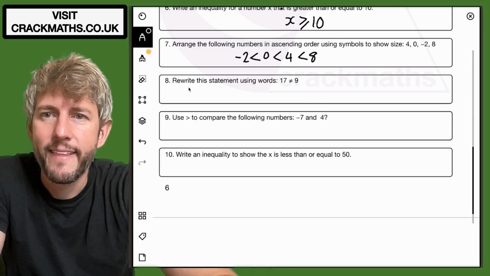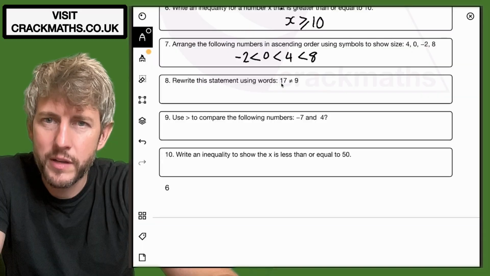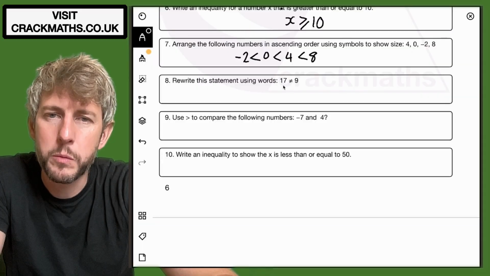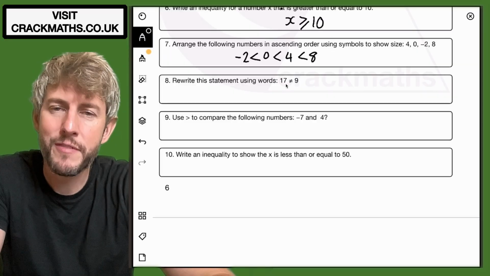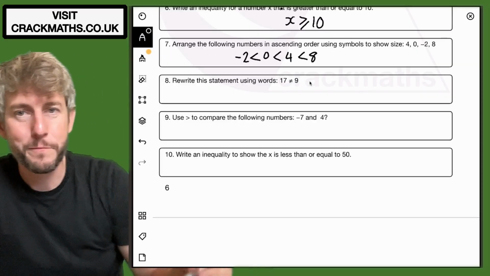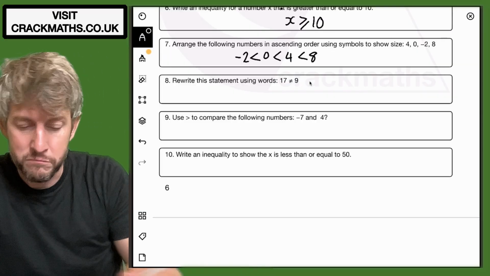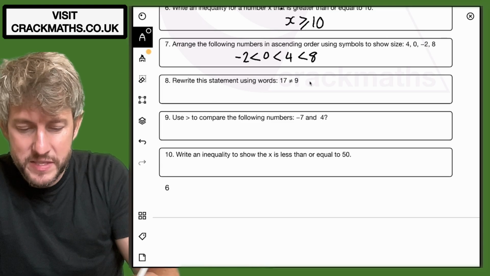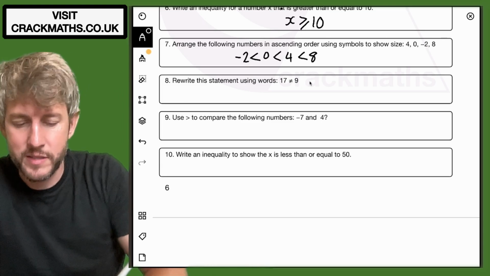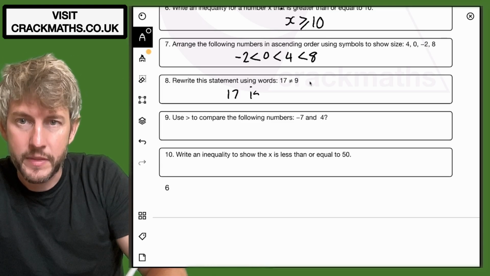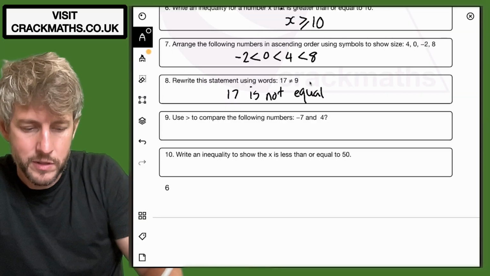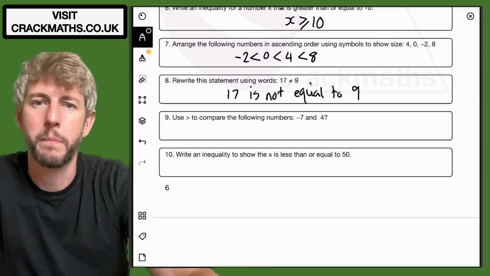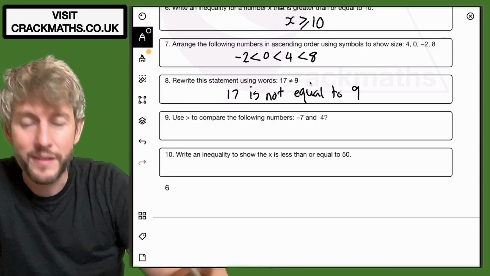Question 8. Rewrite this statement using words. So this sign means not equals. It's like equals, then with a not through it. Okay, so we've got 17 is not equal to 9. So let's have a look at that. That's what we need to just write. So rewrite this statement using words. 17 is not equal to 9.